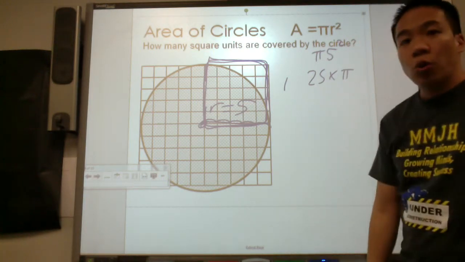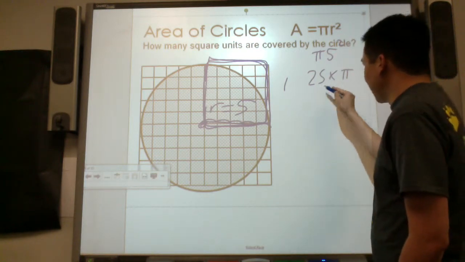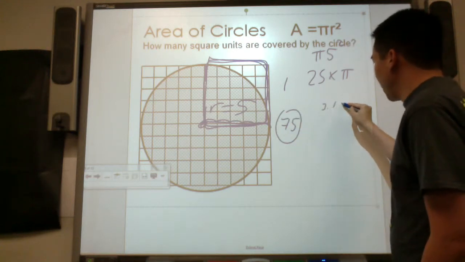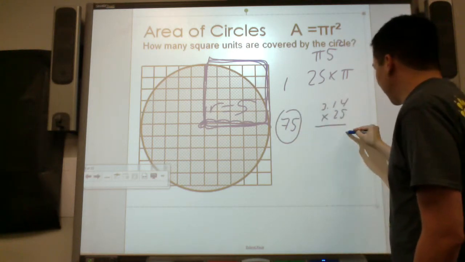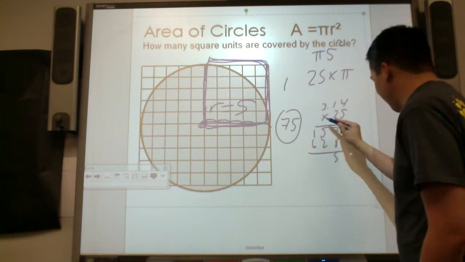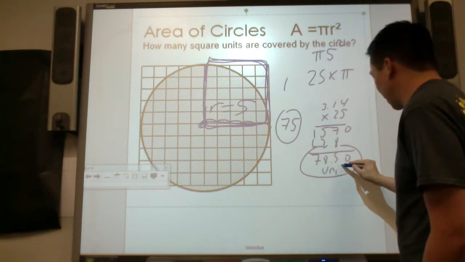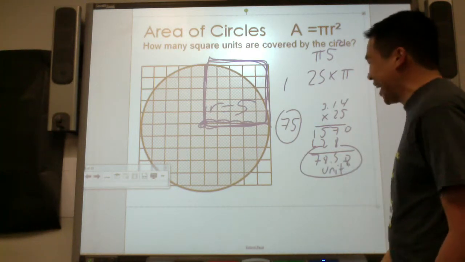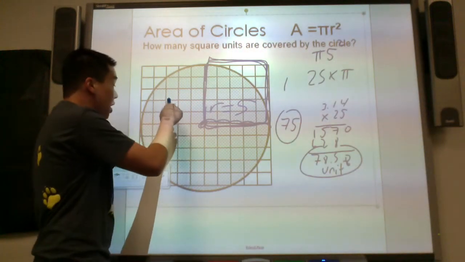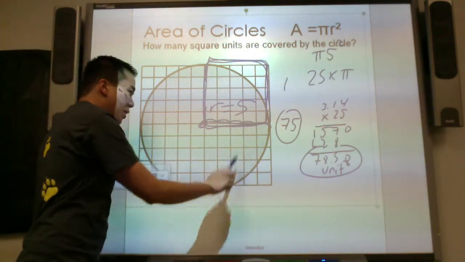So what do we want to use pi as? We can use 3.14 or 3. If I use 3, 25 times 3, it'd be estimated, it'd be 75. If I had to use 3.14, then it will be 78.50 square units. So the exact area, there are exactly 78 and 52 hundredths squares in this picture. But if I wanted to estimate, it would be about 75.